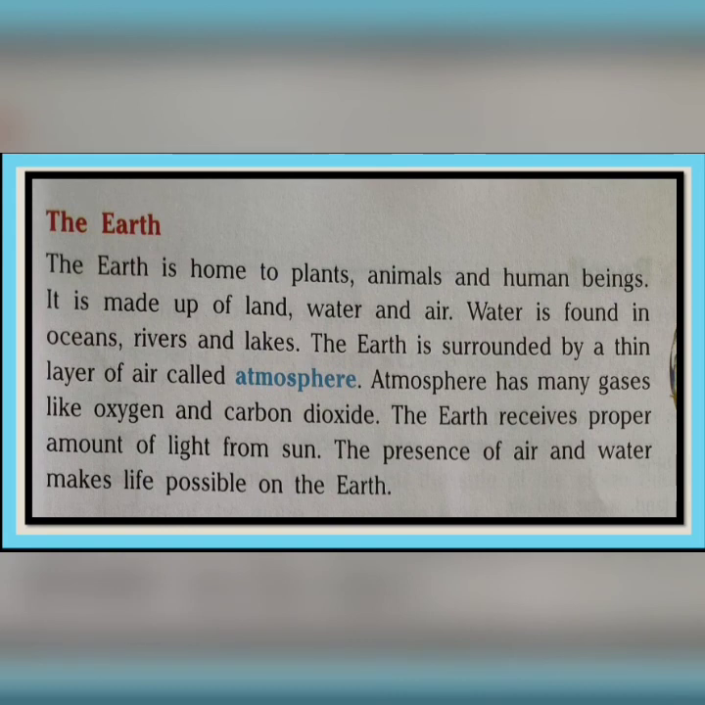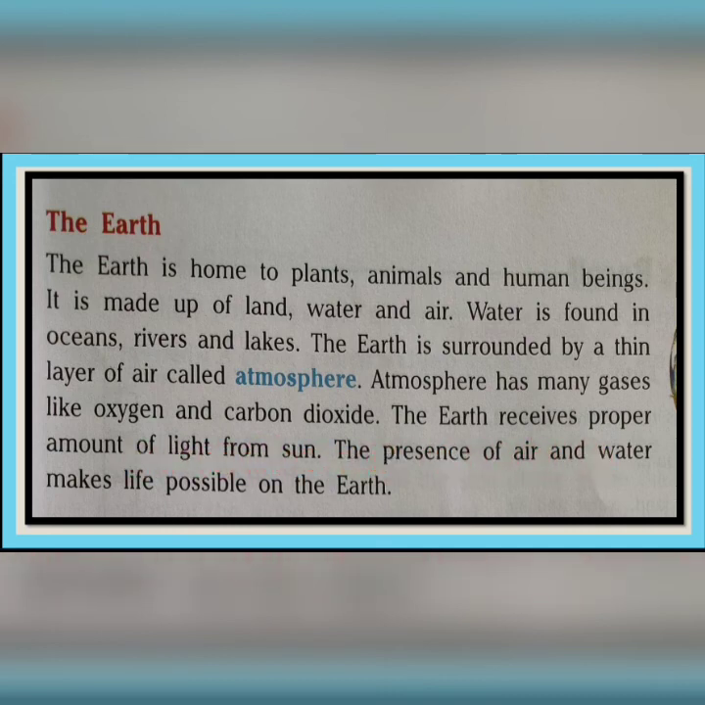Let us now move to the topic, the earth. The earth is home to plants, animals and human beings. It is made up of land, water and air. Water is found in oceans, rivers and lakes. The earth is surrounded by a thin layer of air called atmosphere. Atmosphere has many gases like oxygen and carbon dioxide. The earth receives proper amount of light from sun. The presence of air and water makes life possible on the earth.